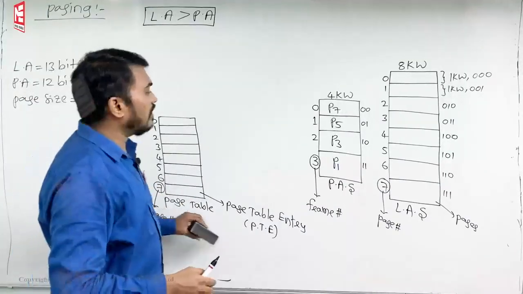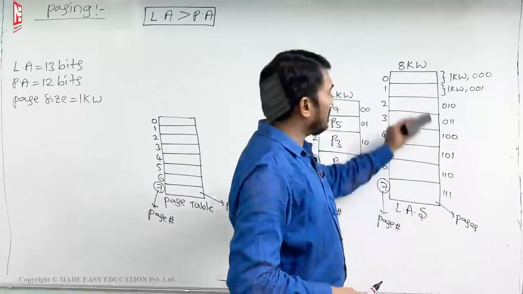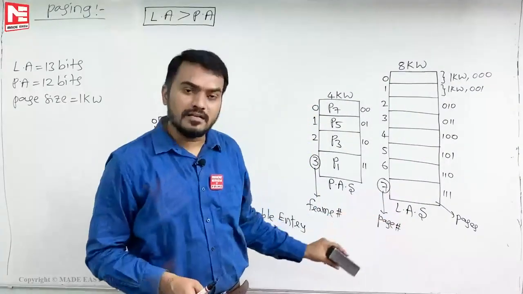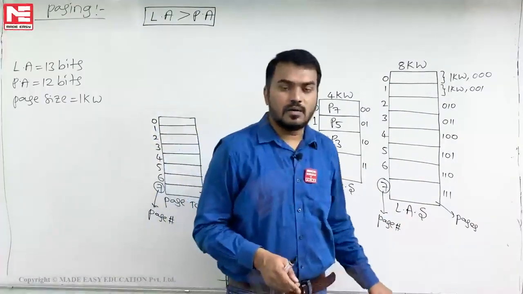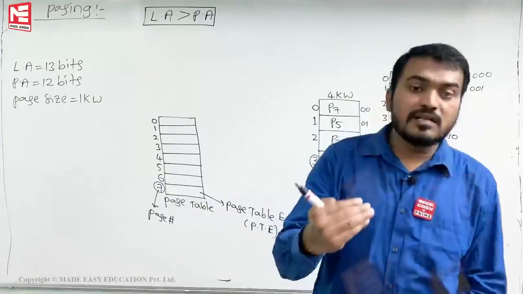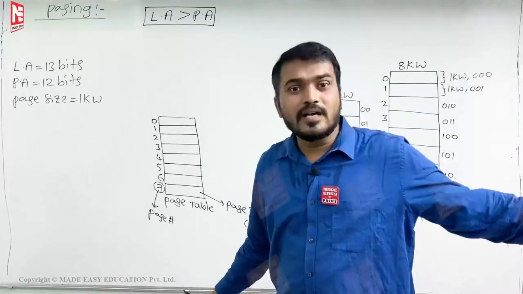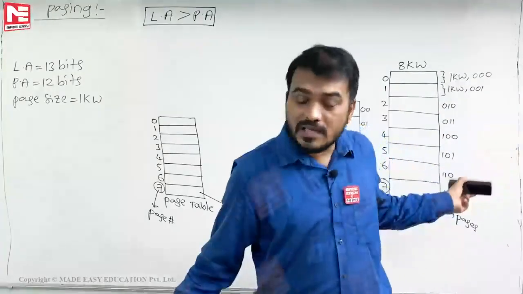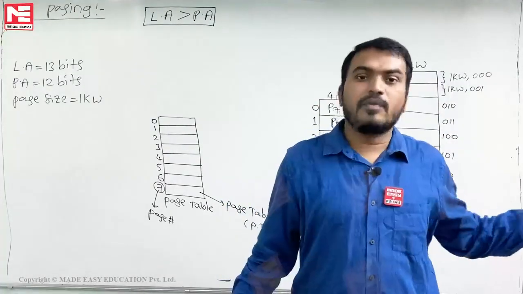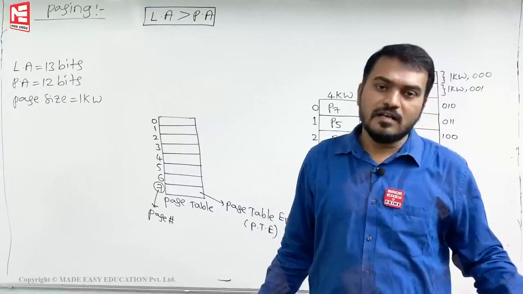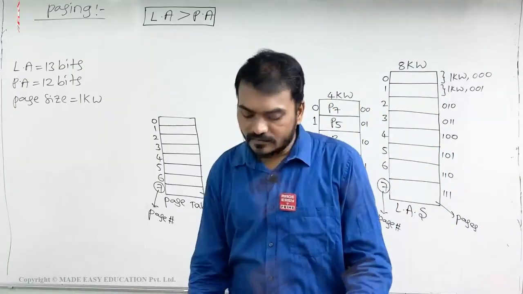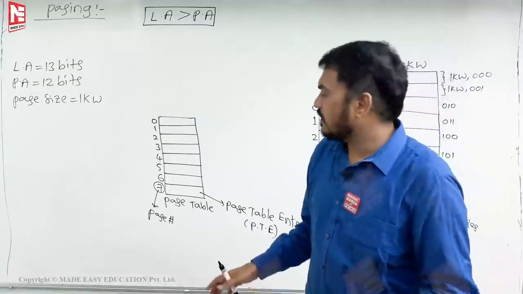Because that is the same as the number of pages in the LAS. Number of pages in the LAS. So the number of entries in the page table is the same as the number of pages in the LAS. Is that clear? Note down this point, the number of entries.